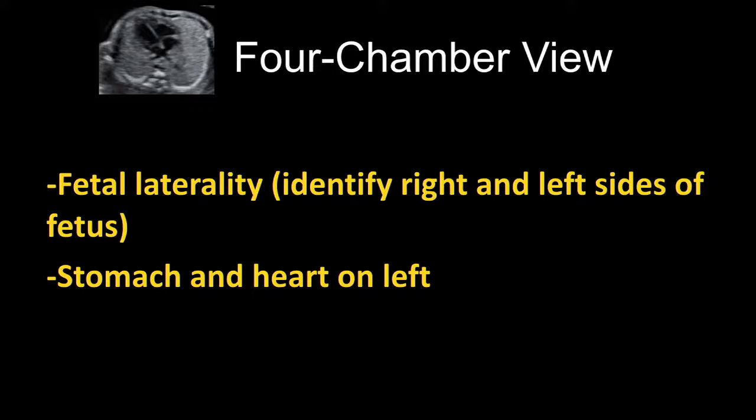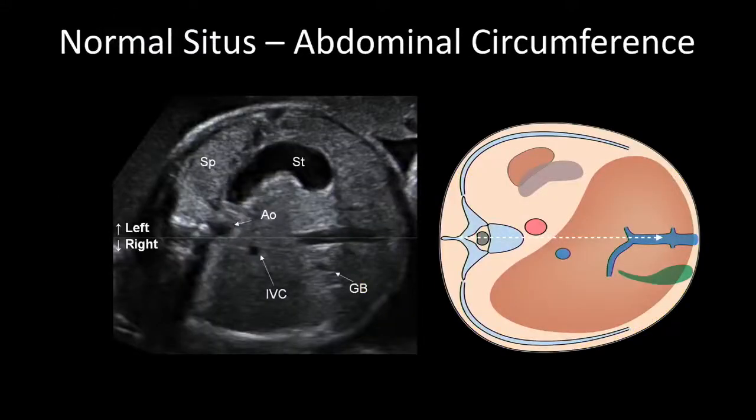First, the situs of the fetus. Identify which is the right side, which is the left side, and make sure that the stomach and the heart are on the correct anatomic side, the left side. So I always start with the abdominal circumference plane, an axial plane at the level of the stomach. This is what we use to measure the abdominal circumference.